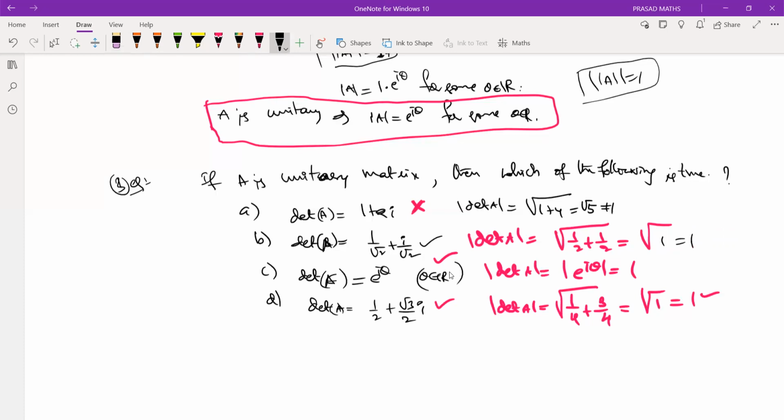So this is the importance of unitary. Whenever A is unitary, the modulus of det A should be 1.